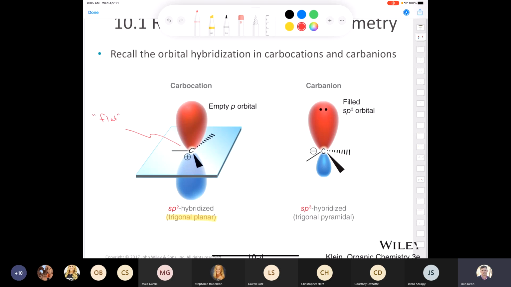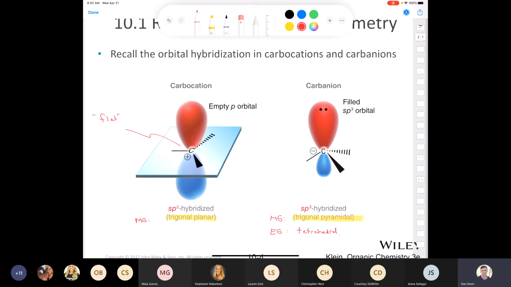Now, if we look at a carbanion, we have a lone pair in that extra sp3 orbital. So we have 3 sigma bonds and 1 lone pair, and we say that carbon is trigonal pyramidal in terms of its molecular geometry. Both of these are molecular geometries. Of course, the electron geometry here is still tetrahedral, because electron geometry considers bonds and lone pairs. However, when discussing molecular geometry, we're only considering bonds, and so we have the trigonal pyramidal carbon.